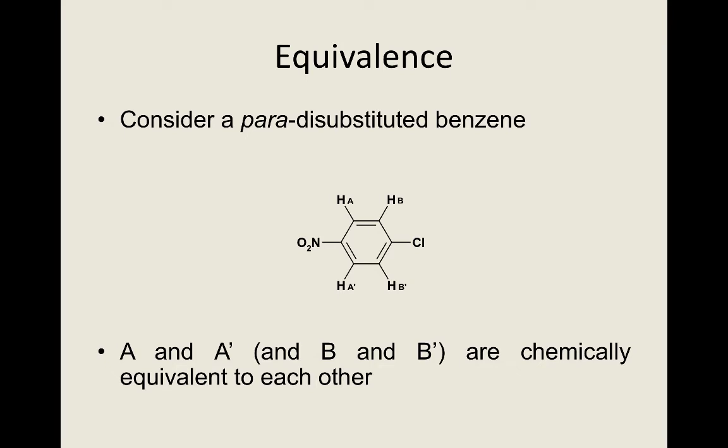In the para-disubstituted benzene shown here, there's a plane of symmetry through the middle of the molecule. This means that protons A and A' are in the same chemical environment as each other because they're both ortho to the nitro group. In the same way, protons B and B' are in the same chemical environment as each other because they're both ortho to the chlorine atom.